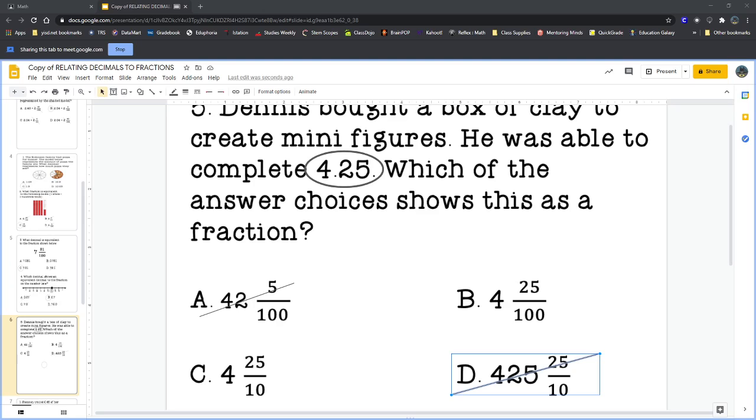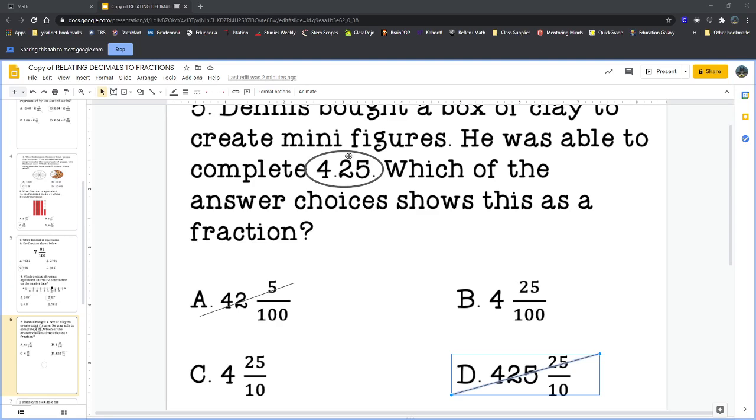But I do notice something different. What's different about answer choice B and C? That B has 100 for the denominator, and C has 10 for the denominator. Okay. Alexa, which one do you think has the correct denominator? Should it be 100 or 10? I think 100? Okay. 100 is absolutely the denominator we need.